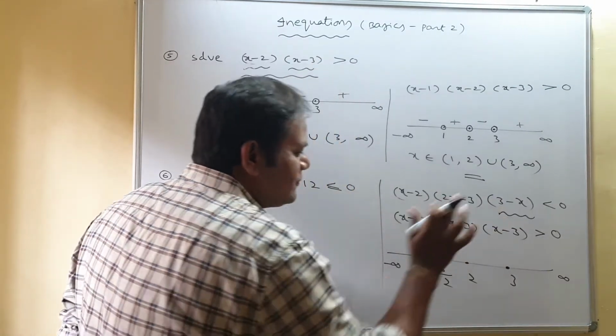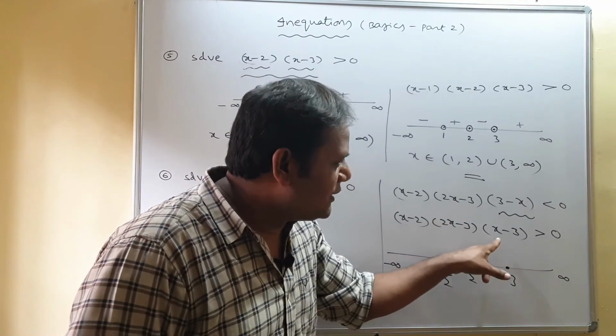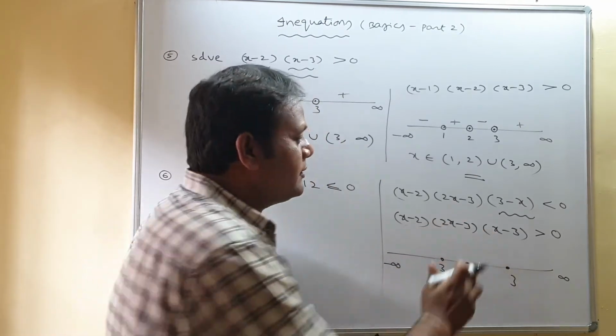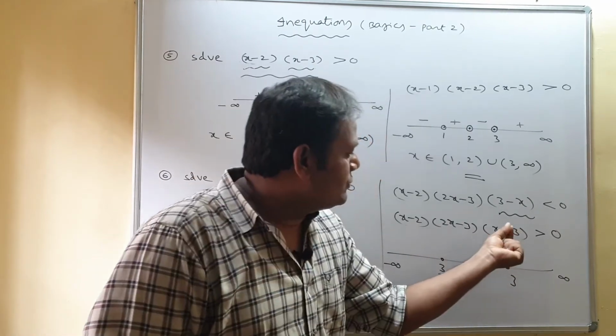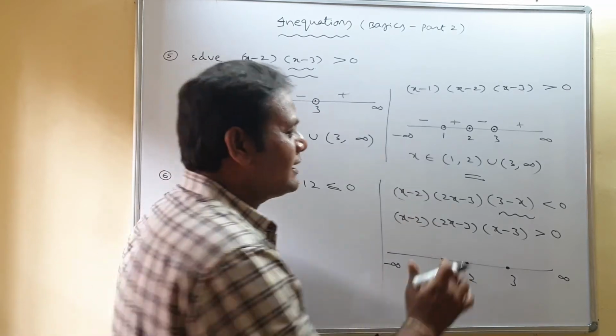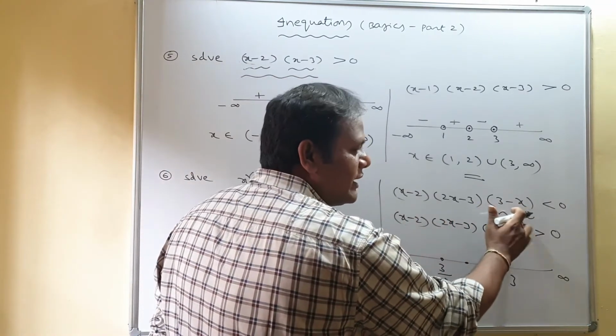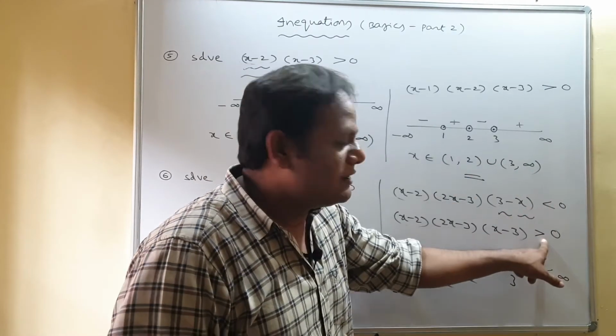Here you observe every x coefficient is now positive. Why did I multiply with a negative sign? Try to understand. Here the x coefficient is negative. So to apply this method, you make sure that every x coefficient is positive. That is the reason I multiplied with a negative sign. And when we multiply with a negative sign, the inequation sign changes.